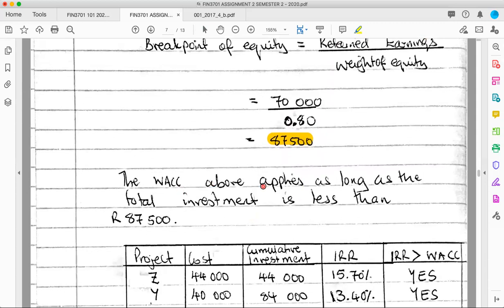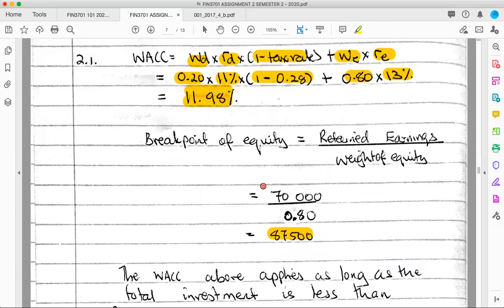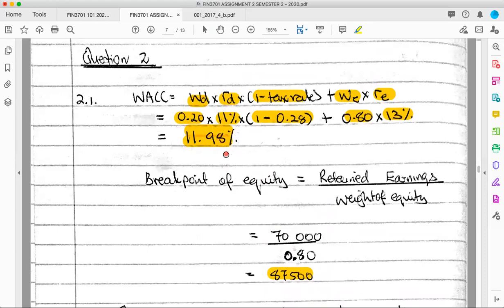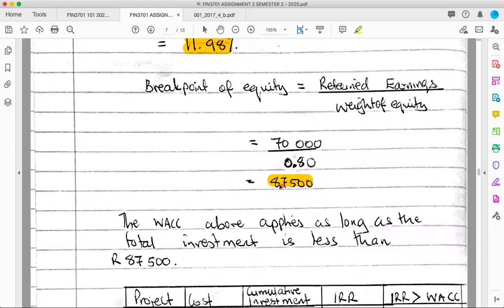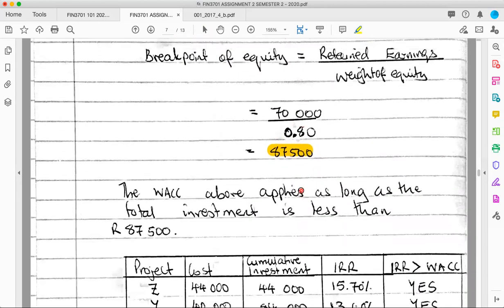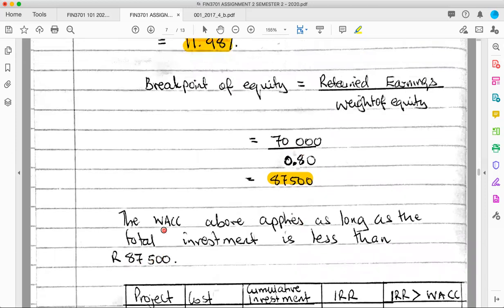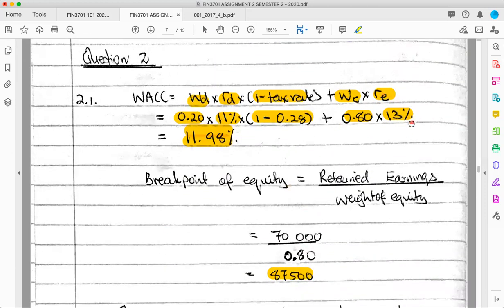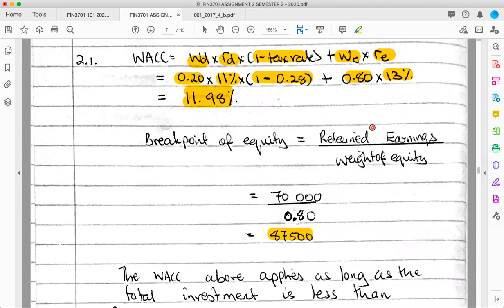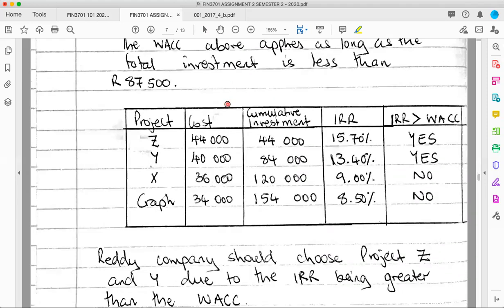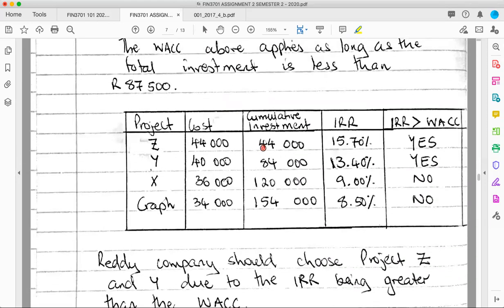So the work above applies as long as the total investment is less than 87,500. As soon as the total investment goes above 87,500, the cost of equity is going to go up from 13% to the new cost of equity. And it means we won't be able to use this WACC anymore to make investment decisions.